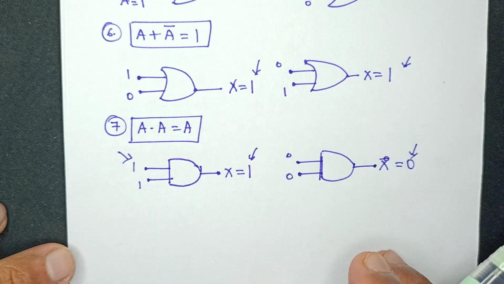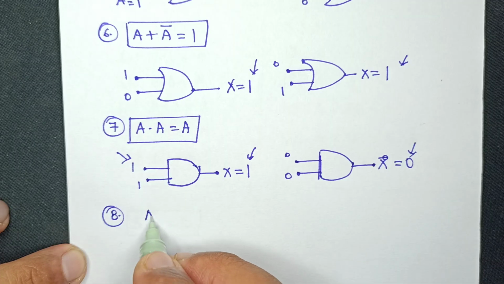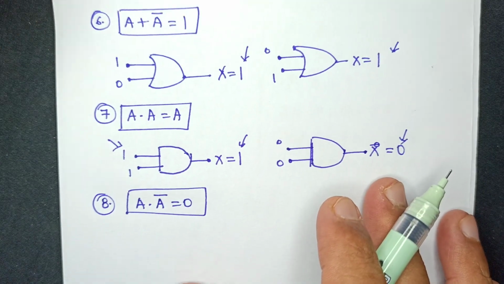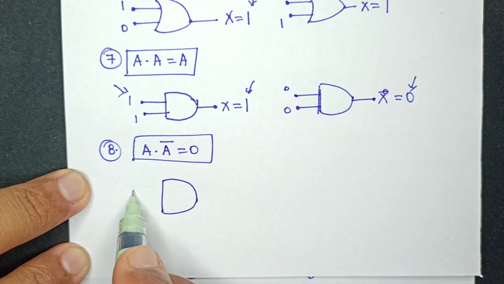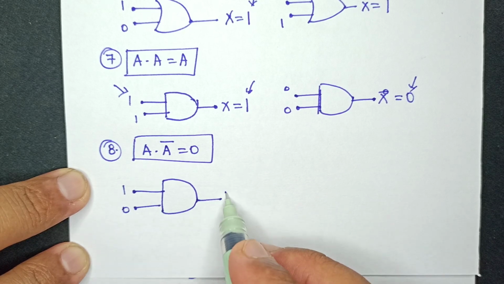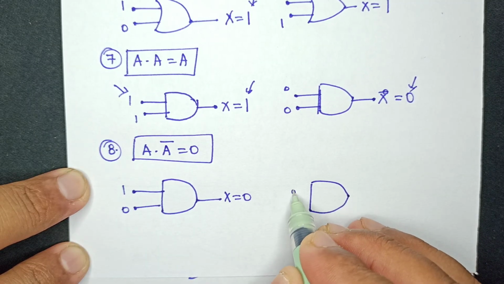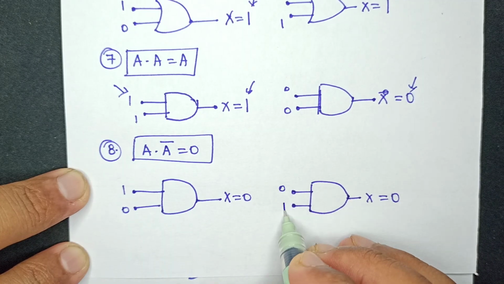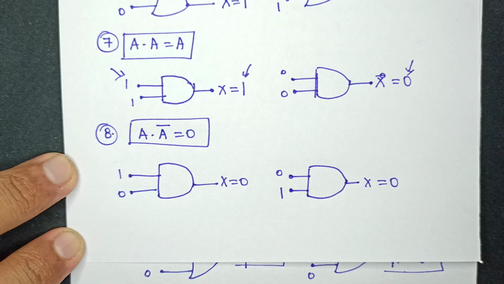Now the next is rule number 8. The rule says that a dot a bar is always equal to 0. Now how does that come into existence? That will come into existence when you take the AND gate and supply it with 1 and 0 on the one end and x equal to 0 on the second end over here. So now let us take this as 0 and 1, and x is equal to 0. So technically what is happening is we are using two inputs as a combination of 1 and 0.